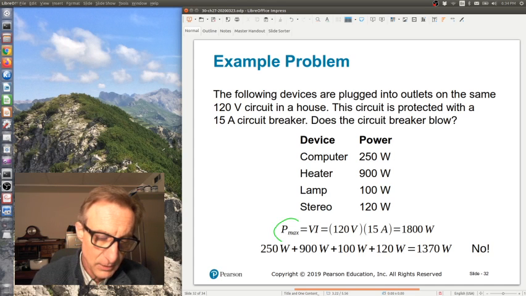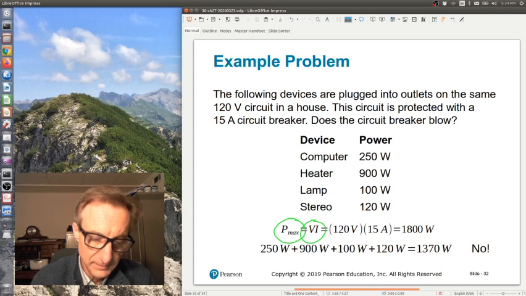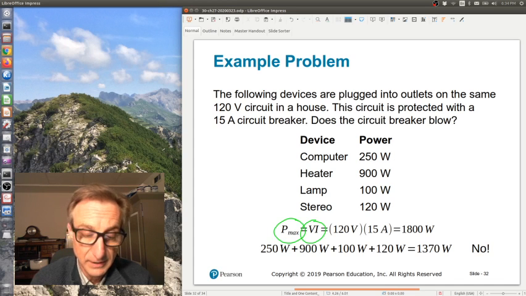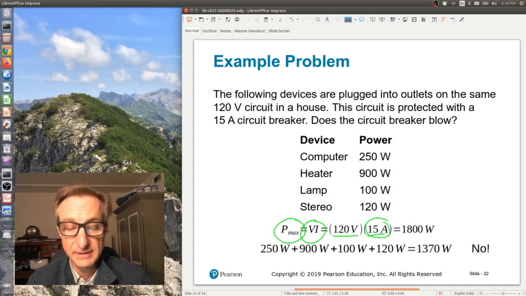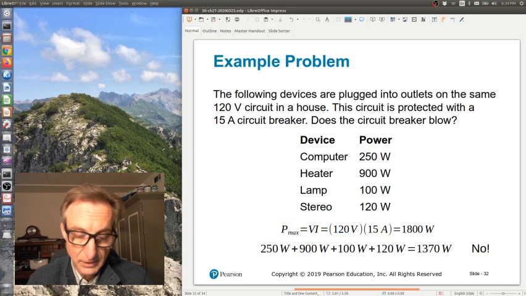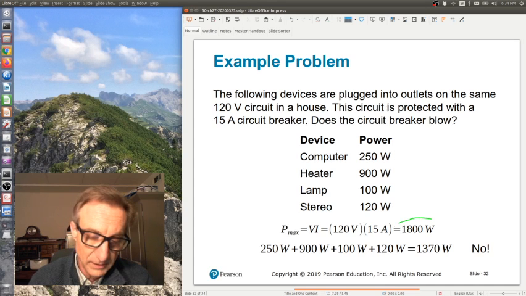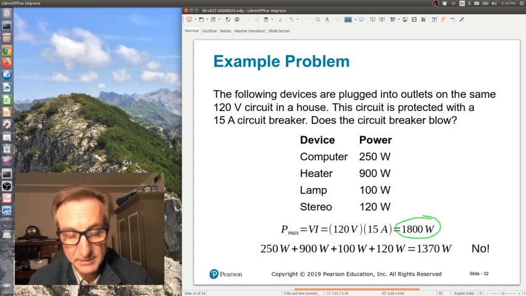The power is equal to the voltage times the current. And the maximum power allowed by the circuit breaker is going to be 120 volts times the maximum current. If it's a 15 amp circuit breaker, that means the maximum that it will allow to flow through it to those devices is about 15 amps. So the maximum power we can draw is 1800 watts on this particular circuit, corresponding to a few outlets that are connected to a common circuit breaker.